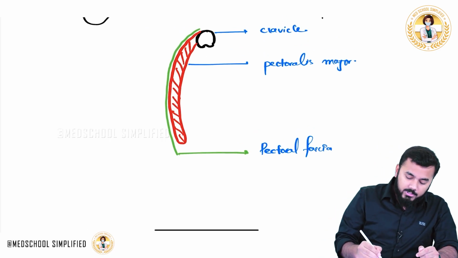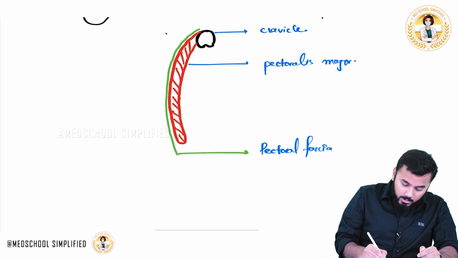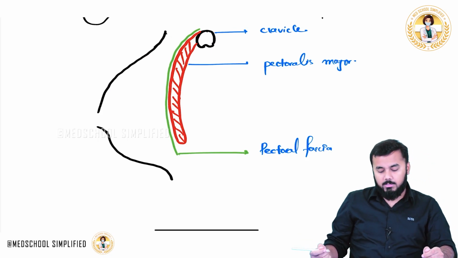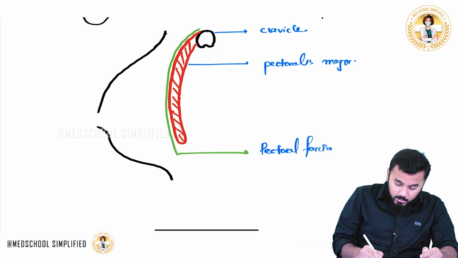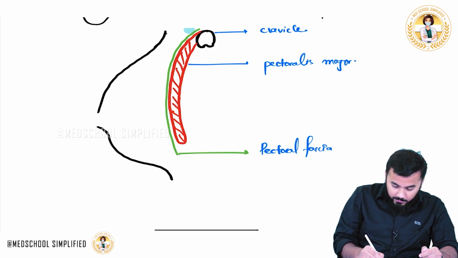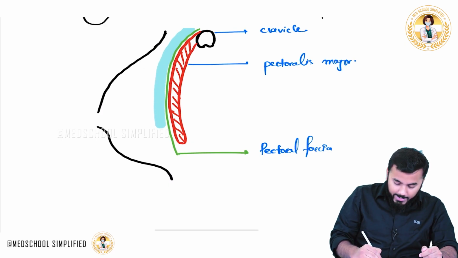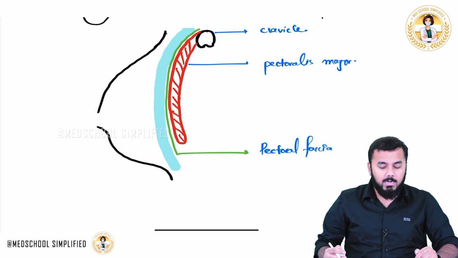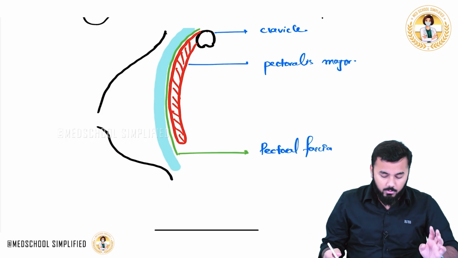And in the superficial fascia itself, you have got your breast tissue like this. You have got your breast. And obviously I told you that in front of this, you also have got a blue color line here. This is called the retromammillary space. Behind the mammary gland, you have got the retromammillary space. All of you know this thing.